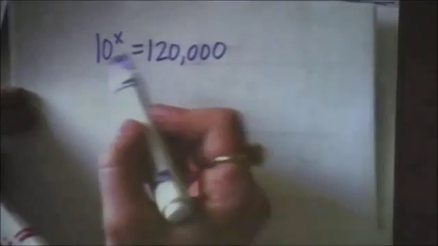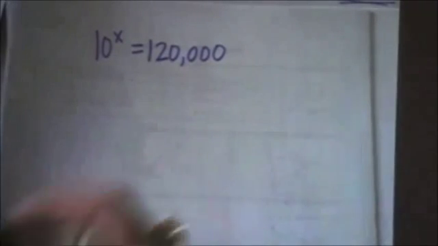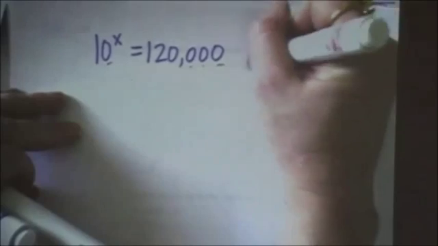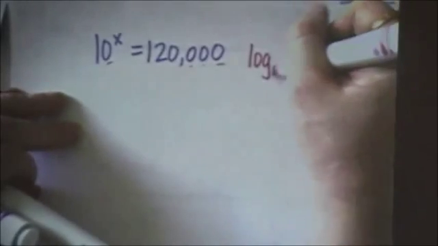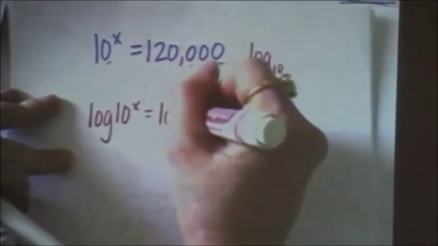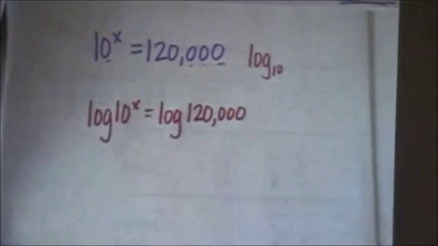If I'm given a problem like this, now I can't rewrite this with a base of 10 because I have a 12 at the front of this particular number, so I'm going to have to write this as a logarithm. Instead of using natural log this time, I'm going to use common log, and the reason is because of all these zeros. If you remember, common log is the one on your calculator that has no base written, but it's really log base 10. So I'm going to write this as log 10 to the x power equals log 120,000. Anything you do to one side, you have to do to the other.